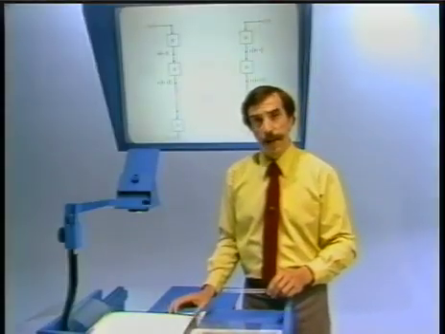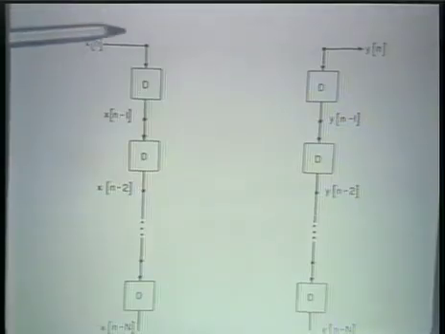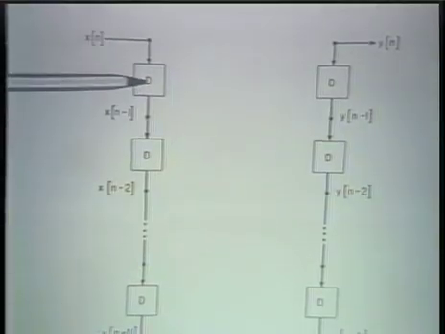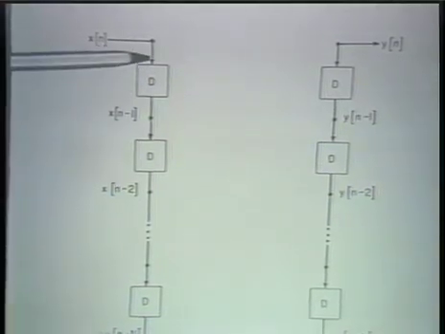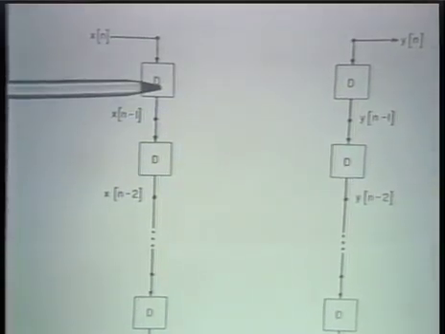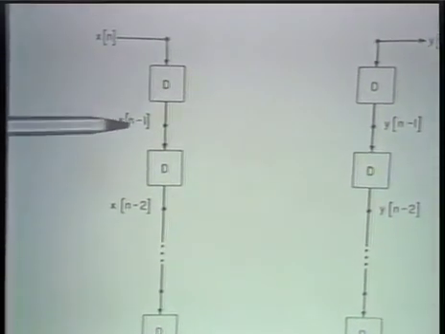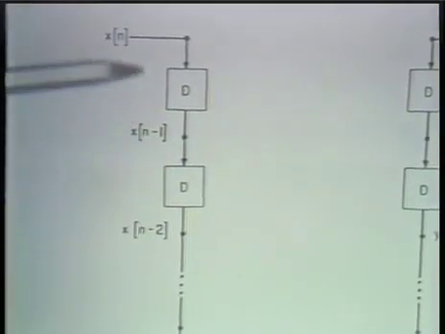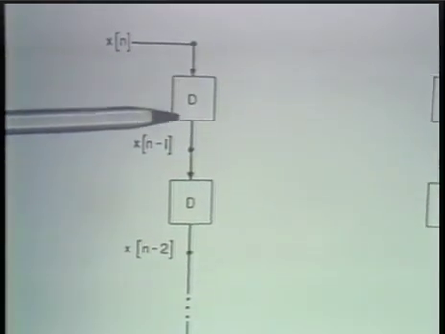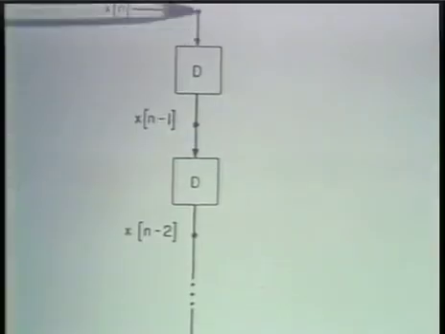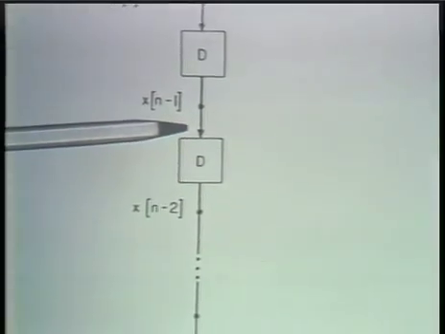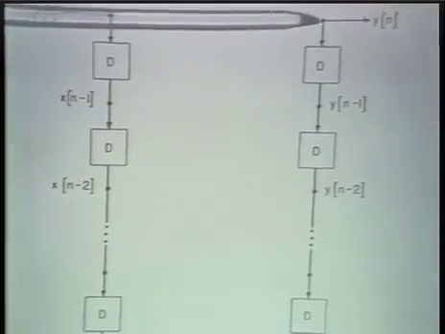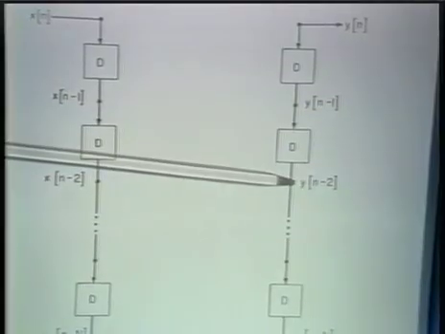And I've indicated that on this figure so far by a chain of delay elements, indicating that the output of each delay is the input delayed by one time instant or interval. And so what we see down this chain of delays are delayed replications of the input, and what we see on the other chain is delayed replications of the output.